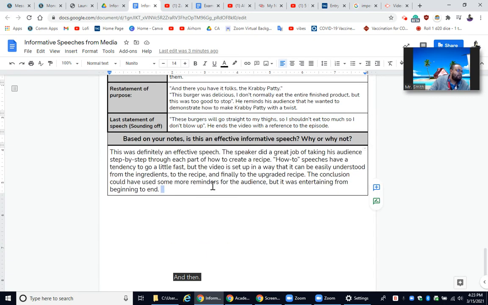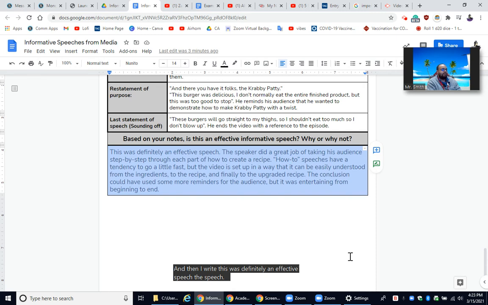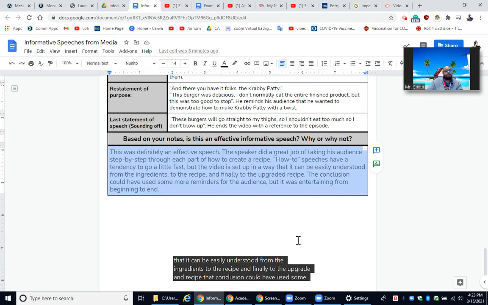And then I write, this was definitely an effective speech. The speaker did a great job of taking his audience step by step through each part of how to create a recipe. How-to speeches have a tendency to go a little fast, but the video is set up in a way that it can be easily understood from the ingredients to the recipe and finally to the upgraded recipe. The conclusion could have used some more reminders for the audience, but it was entertaining from beginning to end.